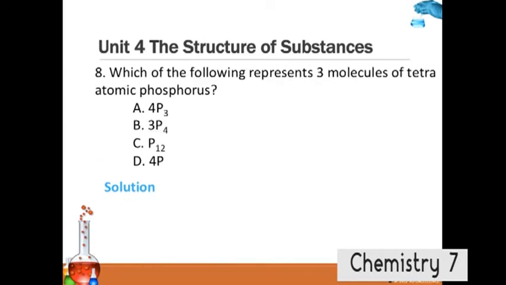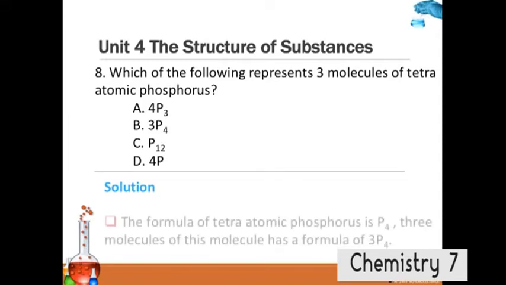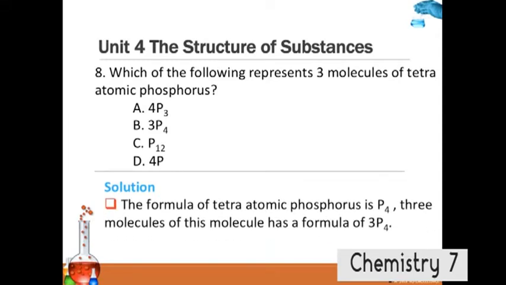Which of the following represents 3 molecules of tetraatomic phosphorus? A, 4P3, B, 3P4, C, P12, or D, 4P? The formula of tetraatomic phosphorus is P4. 3 molecules of this molecule has the formula of 3P4. The answer is B.